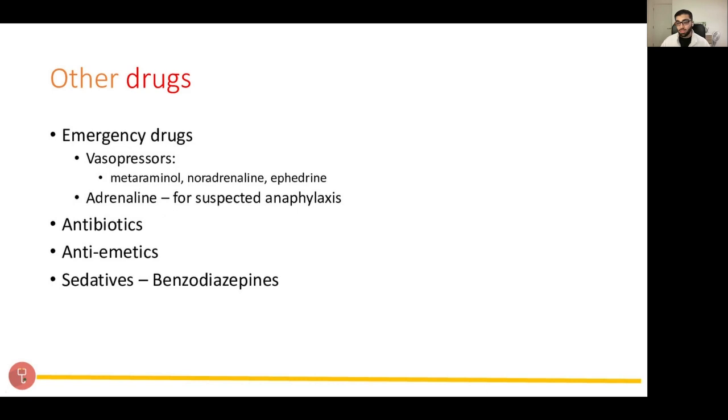The other drugs that you can use are ones that we touched upon briefly earlier. So the emergency drugs, the ones that act on the autonomic nervous system. So this includes vasopressors such as metaraminol, noradrenaline, and ephedrine. And adrenaline can also be used for suspected anaphylaxis.